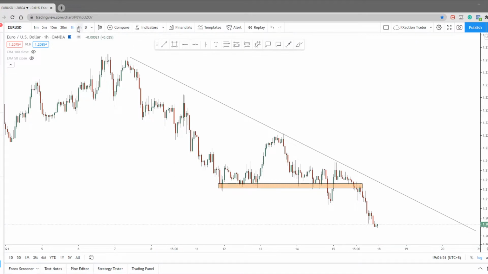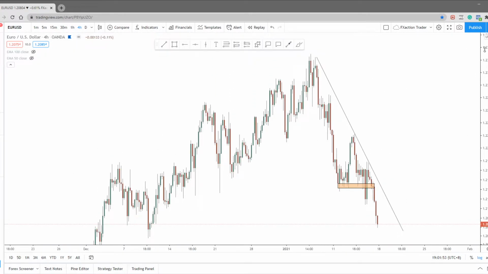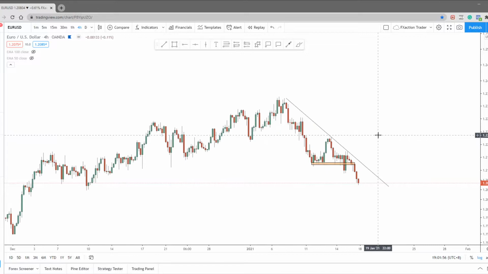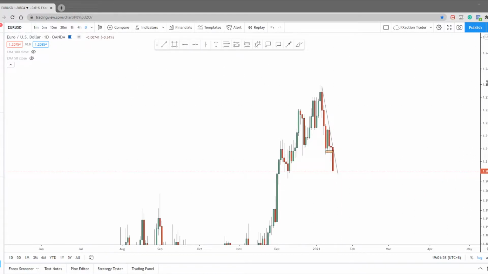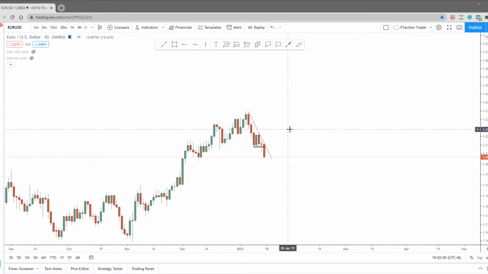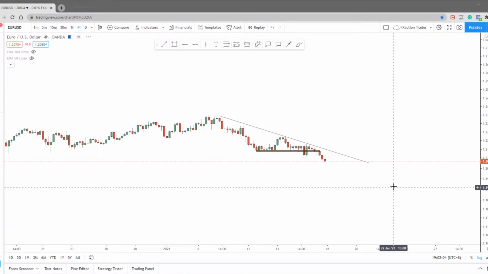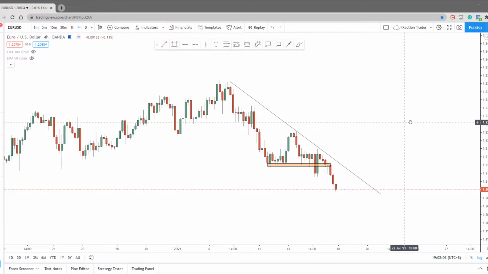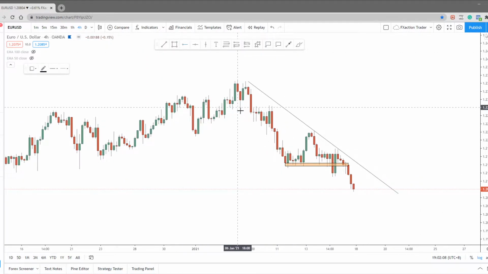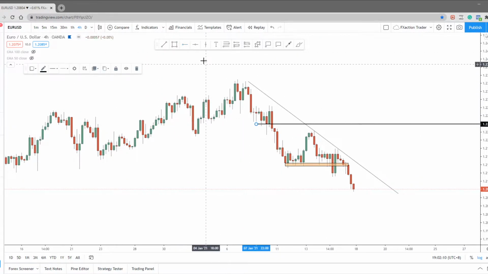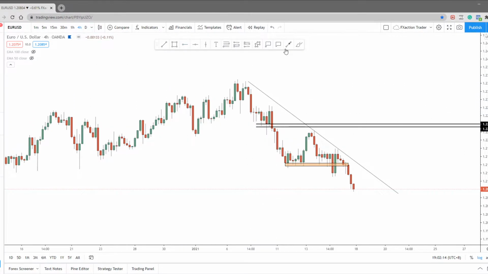Alright, so let us go back to this week's market analysis. On your screen now you can see that this is a Euro Dollar chart, and on the daily chart we did not see very strong symptoms of trend continuation. So last week we were taking note of the level here.